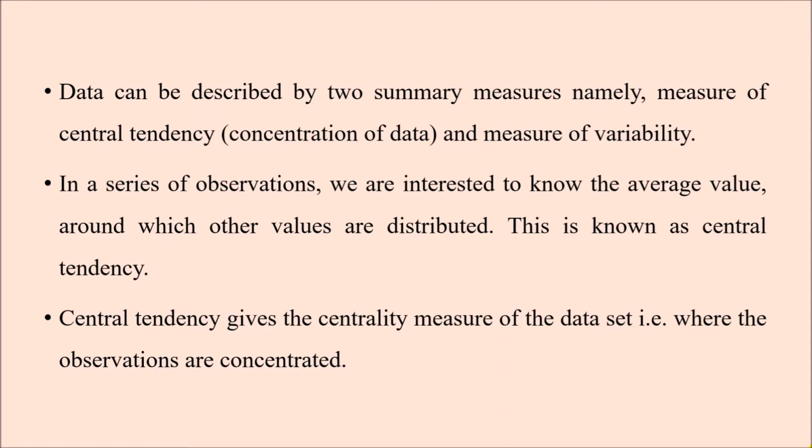Now, in a dataset where we have multiple observations, we are interested to know about the average value, and the average value is that value in the dataset around which other values are distributed. This is known as central tendency because the value is somewhere in the center of the data, and around it other values are concentrated. So central tendency gives us centrality measures of the dataset, that is, where the observations are concentrated.